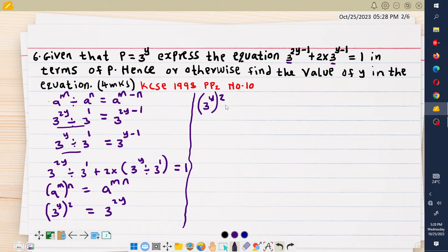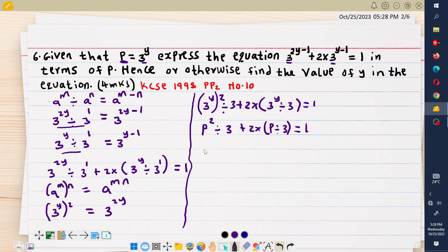3 power 1 is the same as 3, so this is just divided by 3, then plus 2 multiplied by into bracket 3 power y, then I divide with 3 power 1, which is just 3, then this should be equal to 1. But I'm told that 3 power y I substitute with p, so this will be p, but because there's a square, this will be p squared, then divided by 3, then of course plus 2 multiplied by into bracket, this will be p, then divided by 3, this should be equal to 1.